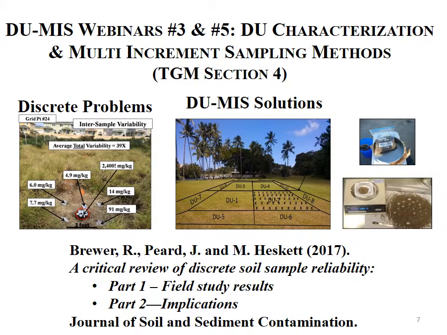Parts 3 and 5 of the webinars discuss decision unit characterization and especially multi-increment sampling methods. And we start off focusing on problems with discrete samples. We've published a paper earlier this year called A Critical Review of Discrete Soil Sample Reliability. Part 1 of this paper discusses field study results, where we went to 3 separate sites and collected hundreds of discrete samples side by side, or combinations of sets of discrete samples from the same area, and tested them, and just demonstrated how variable the concentrations of contaminants at each site could be. And this would be completely unknown if you didn't collect replicate samples, which is usually the case.